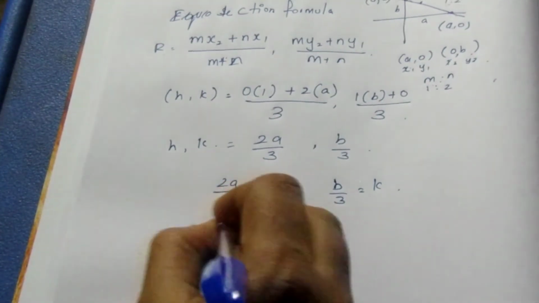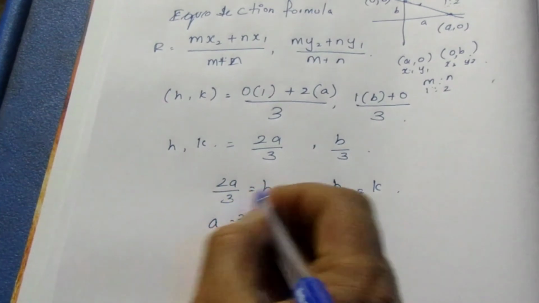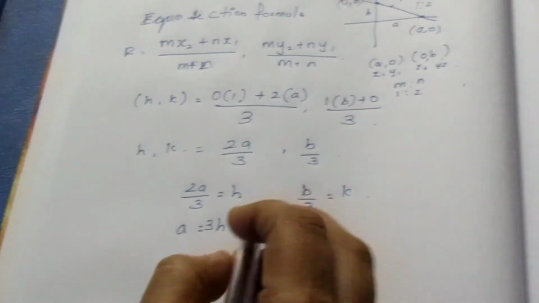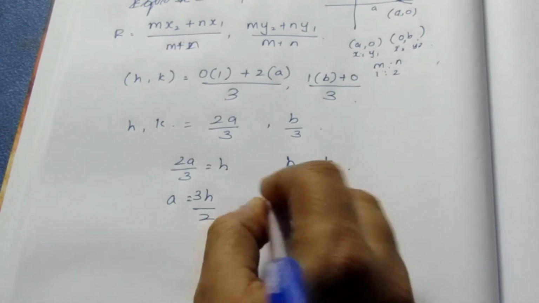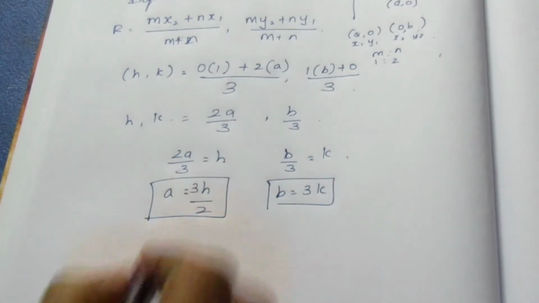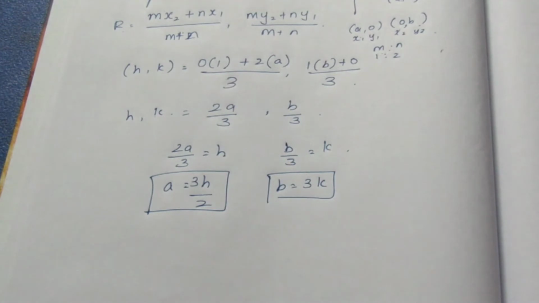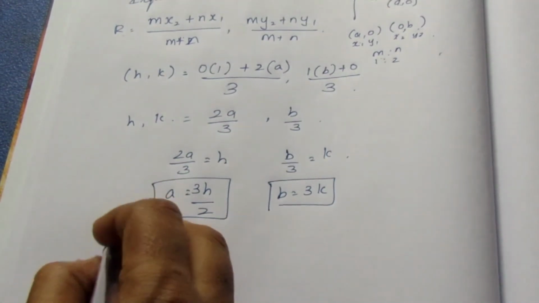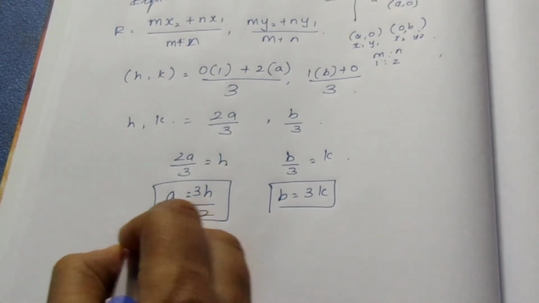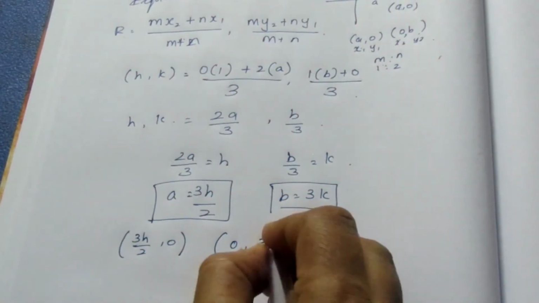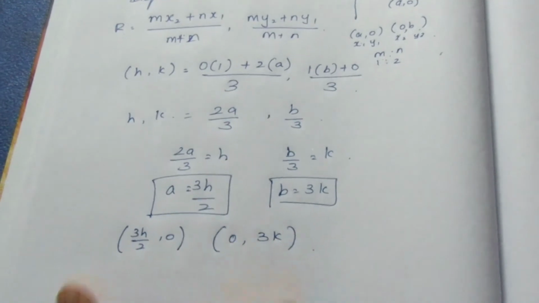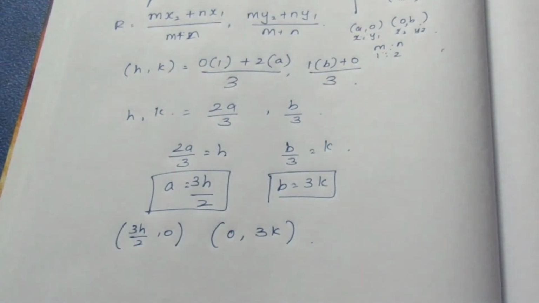Now A is equal to 3h by 2, as the 2 goes across as a divide, and B is equal to 3k. Now we have found the values of A and B. So now we know that on the x-axis we have 3h by 2 comma 0, and here 0 comma, instead of B we can write 3k. Now we need to find the equation of this line.